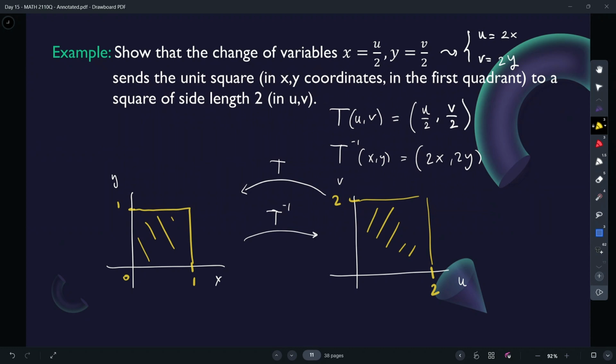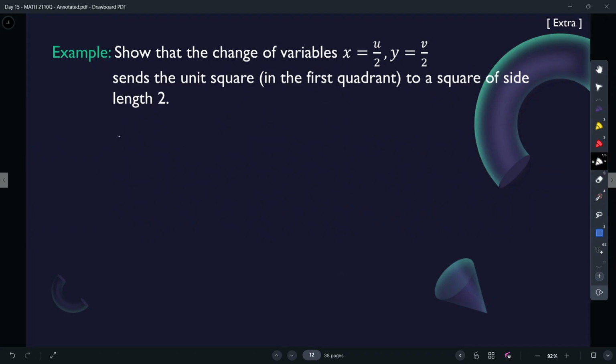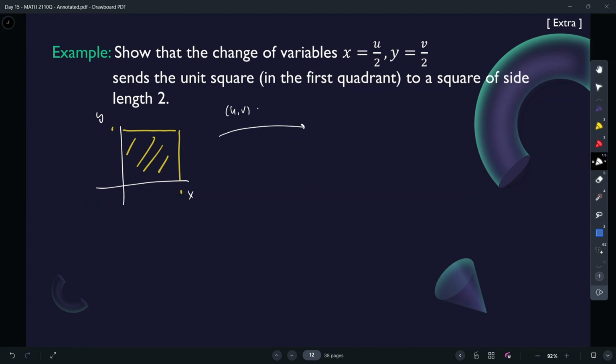So let me show you how I figure out that this is correct, that this is being mapped under this map to this, or that this is being mapped through this to that. So let me start over here with x and y. So if I have the unit square, and I'm going through the map that is going to send this to the UVs are going to be 2x, 2y.